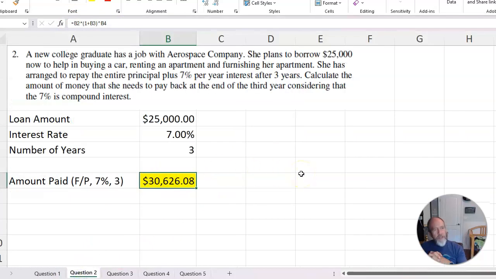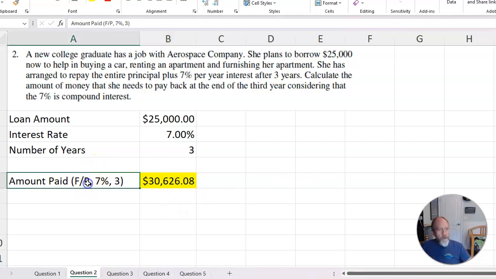A new college graduate has a job at the Aerospace Company, borrows $25,000 to buy a new car, rent an apartment, and furnish the apartment. She's going to repay the entire principal plus 7% interest per year after 3 years. Okay, compound interest, pretty straightforward.